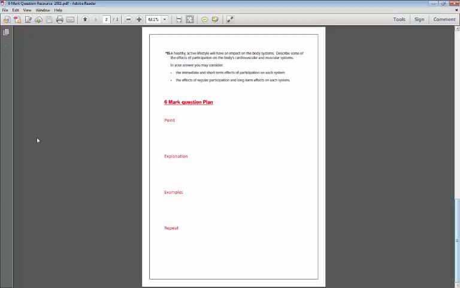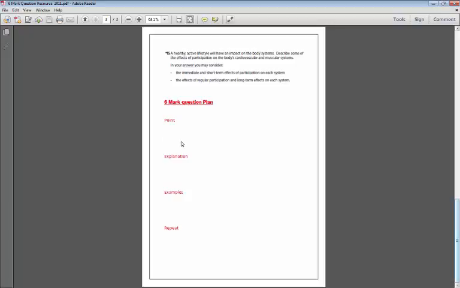So if we were looking just at the first bit here, so we're looking at cardiovascular, I would create a 6 mark peer plan. So a 6 mark question peer plan. I would write this at the side of your exam paper or possibly on some blank paper, just to give yourself a guide and make sure that when you're answering your full 6 mark question, you get all the key points you want to get across.